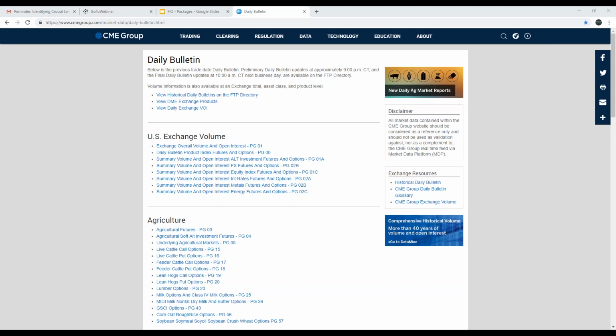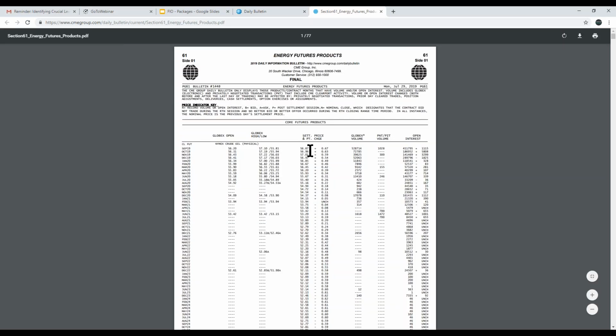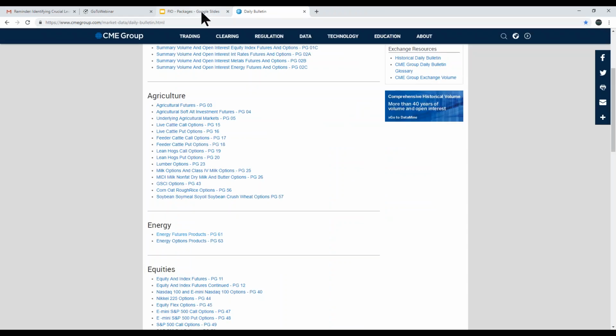There's volume information, open interest information, and settlements are always going to be on there. I can give you an example here. Here's the settlement price from yesterday's crude oil, September, 56.87. If you want to put that on your charts, this is a good resource for that.